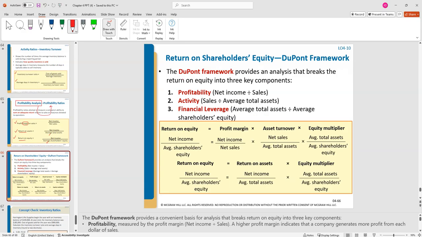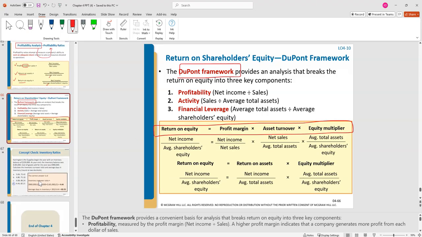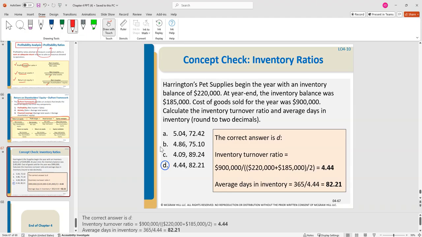Return on equity, another variation of that, is this DuPont framework. So you can look at that equation there and write it down. They then have just an example here.